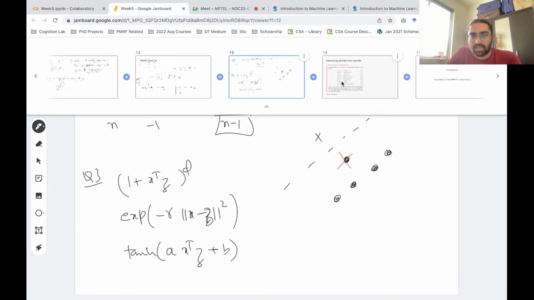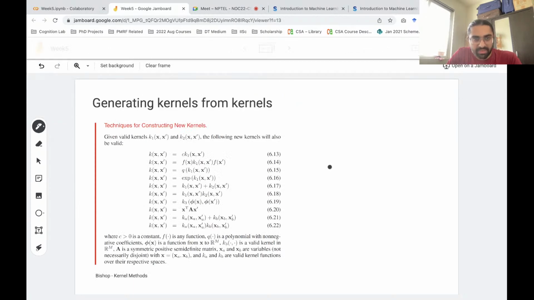So I'll just give a reference to you guys, in case you want it. How can you construct kernels from kernels? Basically, this is in the Bishop book, in the Kernel Matrix chapter. The idea is that given any kernel, can you construct new kernels using these methods? I'll encourage you to look at this particular method and try to prove why these things work.